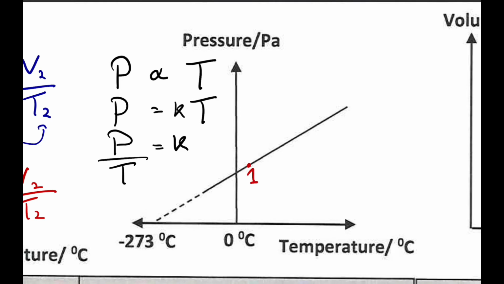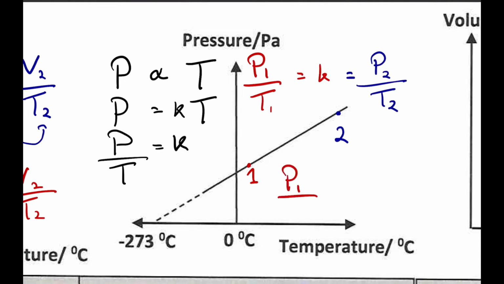Also, in the same way as Charles's law, if I increase the temperature of that gas from position 1 to position 2 while keeping the volume the same, then the pressure must also change such that P1 divided by T1 for position 1 would equal a constant, and that constant would also equal P2 divided by T2. So we can say that P1 divided by T1 is equal to P2 divided by T2.